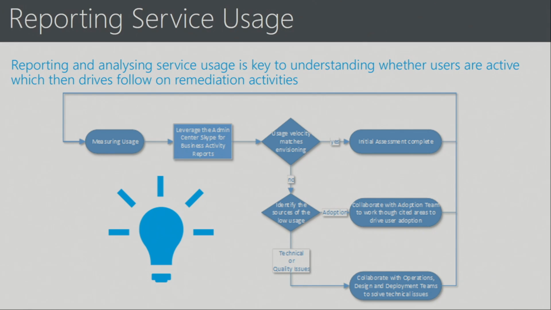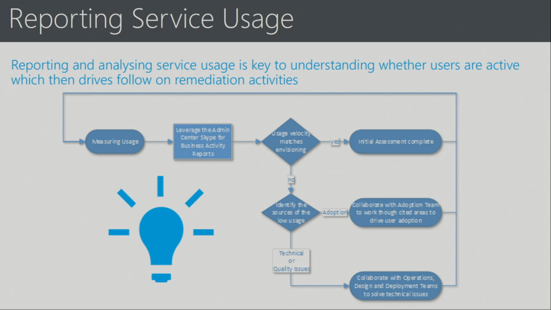We then need to be able to figure out if the usage velocity is matching our envisioning results. So I did my envisioning workshop, and I said my ramp rate was going to be X% over time. And now I run some reports, and I see that I'm woefully under that. Uh-oh, that's not good, right? I'm not trending well with what I envisioned. I envisioned by month 3 we would be at this level, and we're only at this level. I've got to fix that delta.